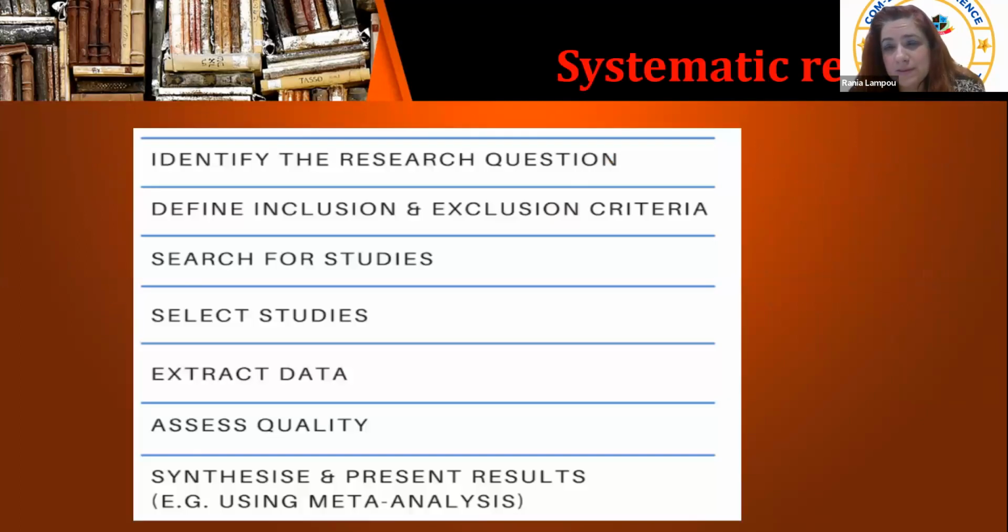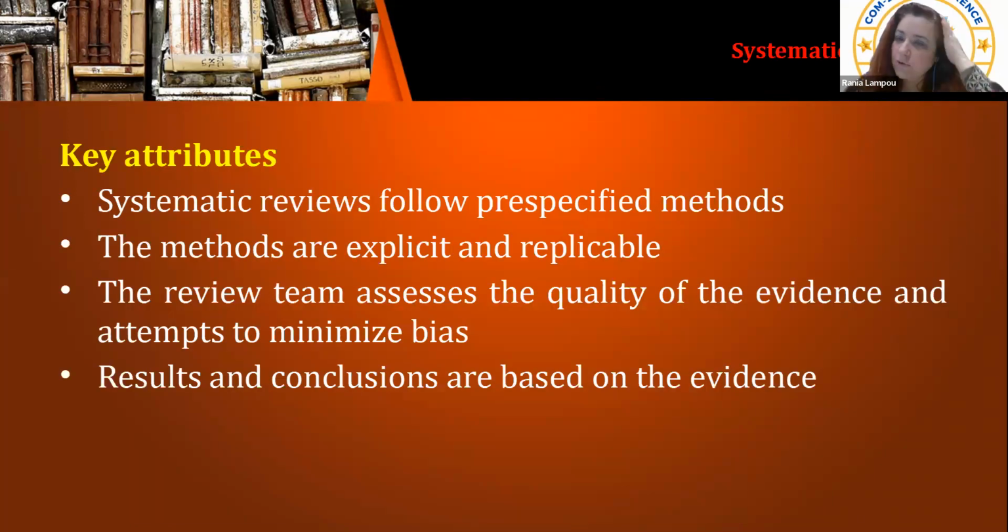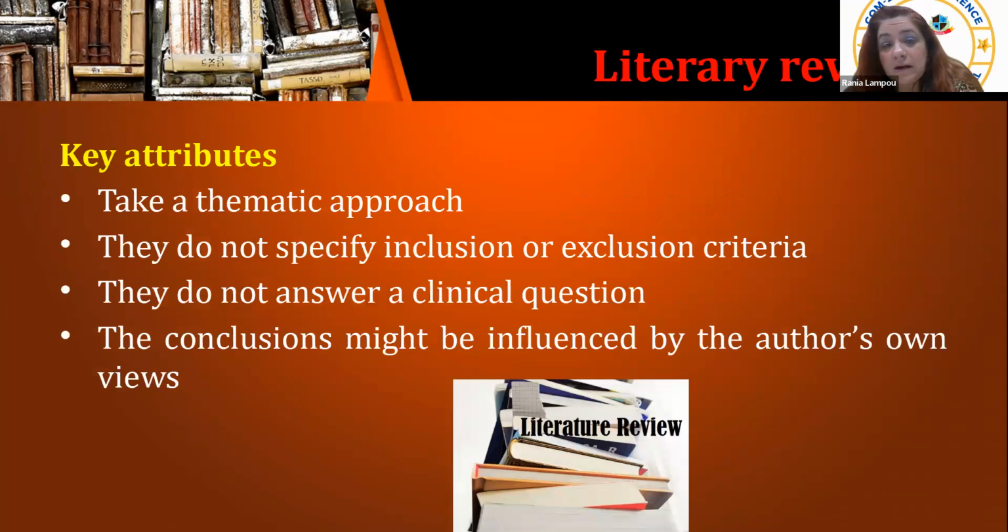This has to do with the steps when we talk about systematic review: identify the research question, define inclusion and exclusion criteria, search for studies, select studies, extract data, assess quality, and synthesize and present results. And as I said before, systematic review always follows pre-specified methods, which are explicit and applicable, and results and conclusions are based on the evidence.